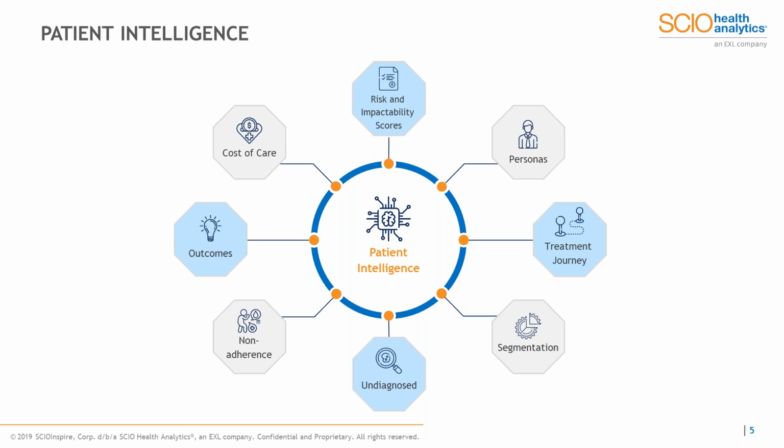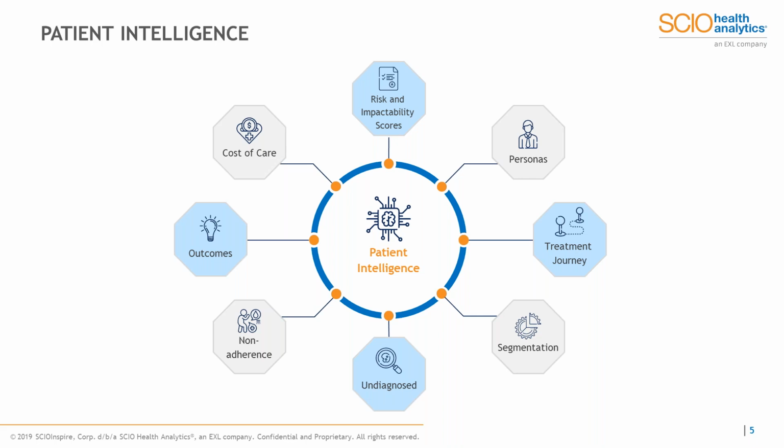What we're going to do is spend a little bit of time today. When we think about patient intelligence, there's a number of petals, if you will. If you look at this as a sunflower, think of petals or ways in which personas can be utilized in the healthcare setting, specifically life sciences, pharmaceutical, biotech, medical device-based companies. We could see here risk and impactability, personas, patient intelligence around persona, treatment journey, segmentation, identifying undiagnosed patients, non-adherence, understanding the non-adherence questions that arise every day, outcomes, how patient intelligence drives or contributes to outcomes, and then of course cost of care.